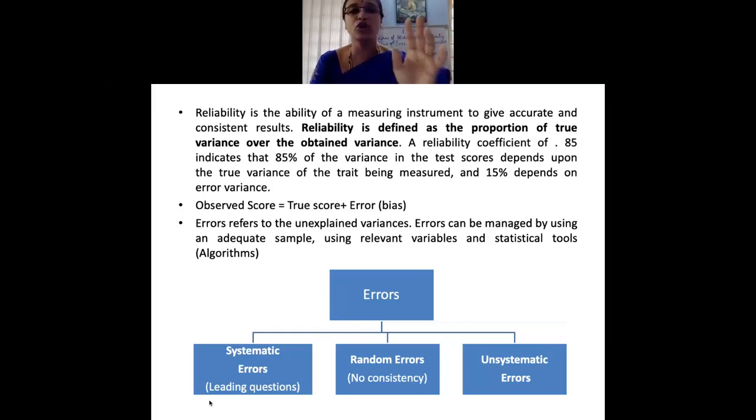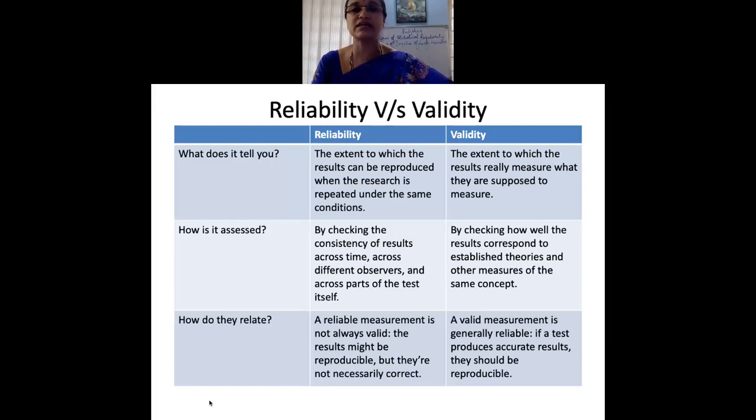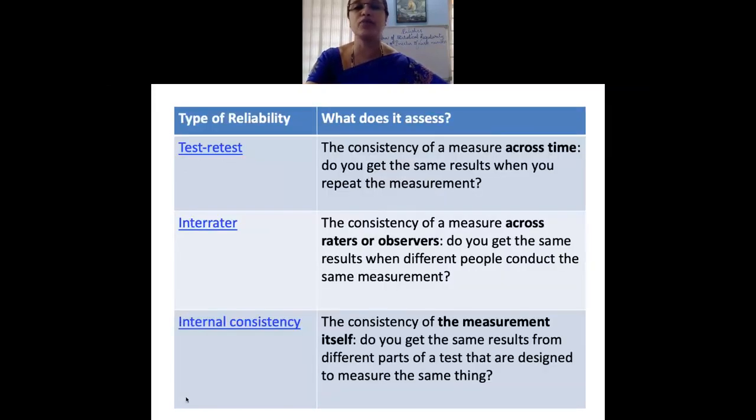Now before I move on to errors, of course, the difference between reliability and validity is given. Validity is something that is more important than reliability, because reliability means consistency of results. Sometimes your instrument may not be valid, but it might be giving you consistent results. So the first thing you need to look into in a research instrument is the validity. Once the validity is there, then you can go in for reliability. Now, under reliability, there are three important things that you need to know. Okay, there are three types.